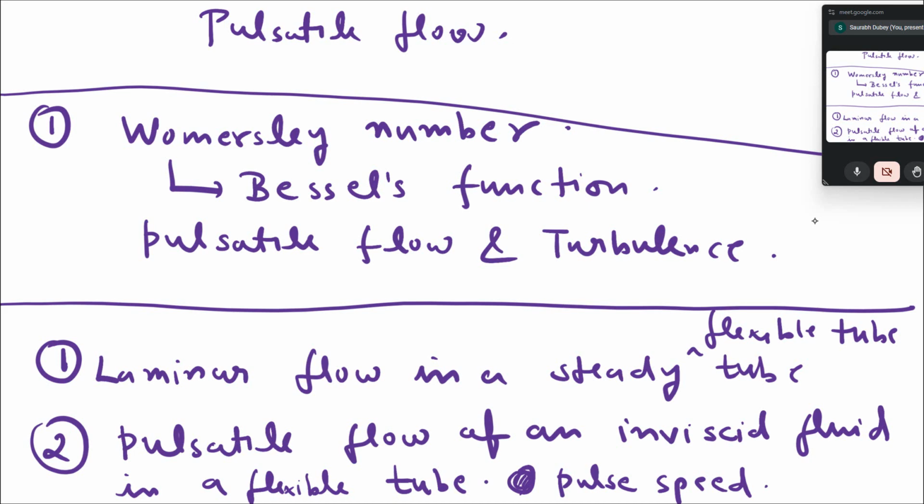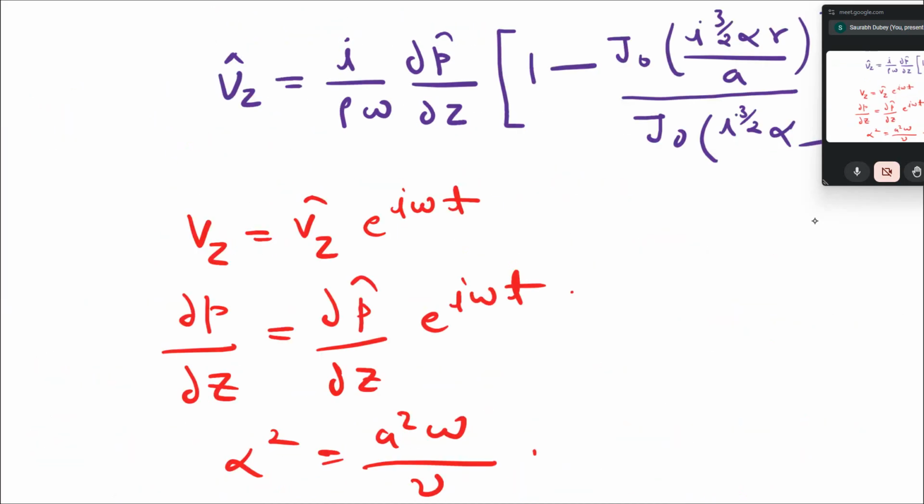And then laminar flow in the steady flexible tube also we had discussed, and pulsatile flow of an inviscid fluid in the flexible tube has been discussed thoroughly. This was the main equation that came after solving the Bessel function, and these were the considerations for doing these calculations in the given scenarios, right?